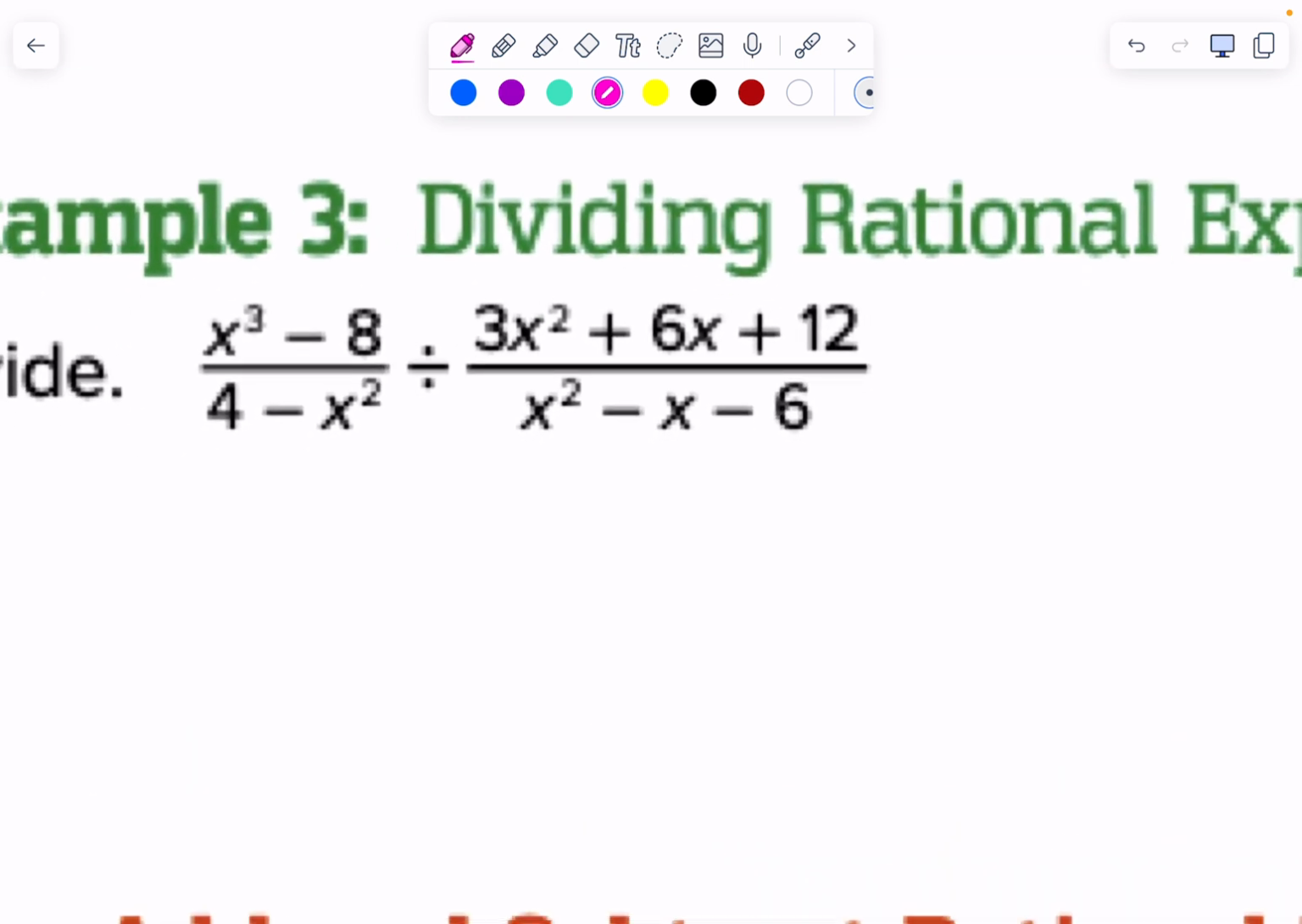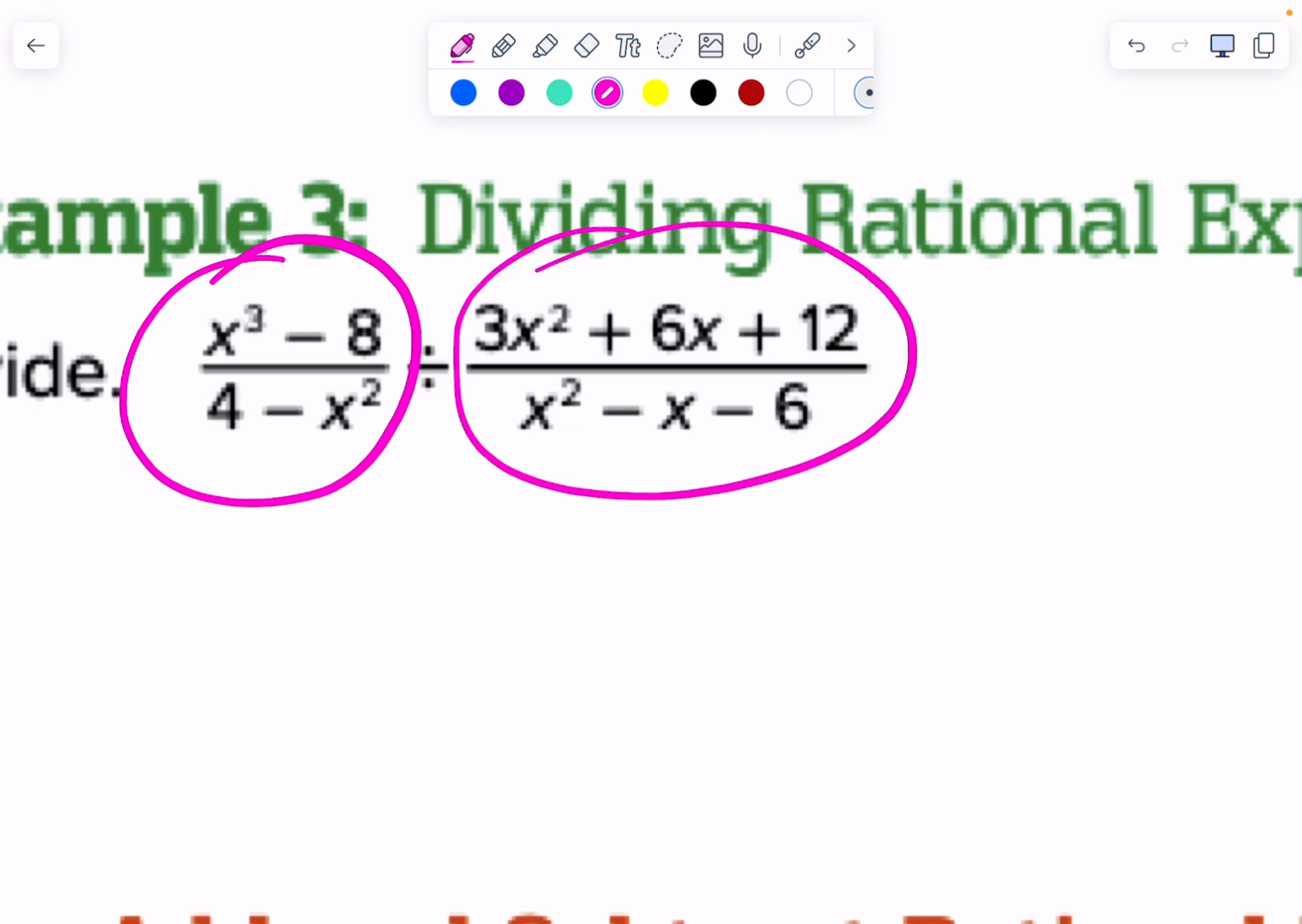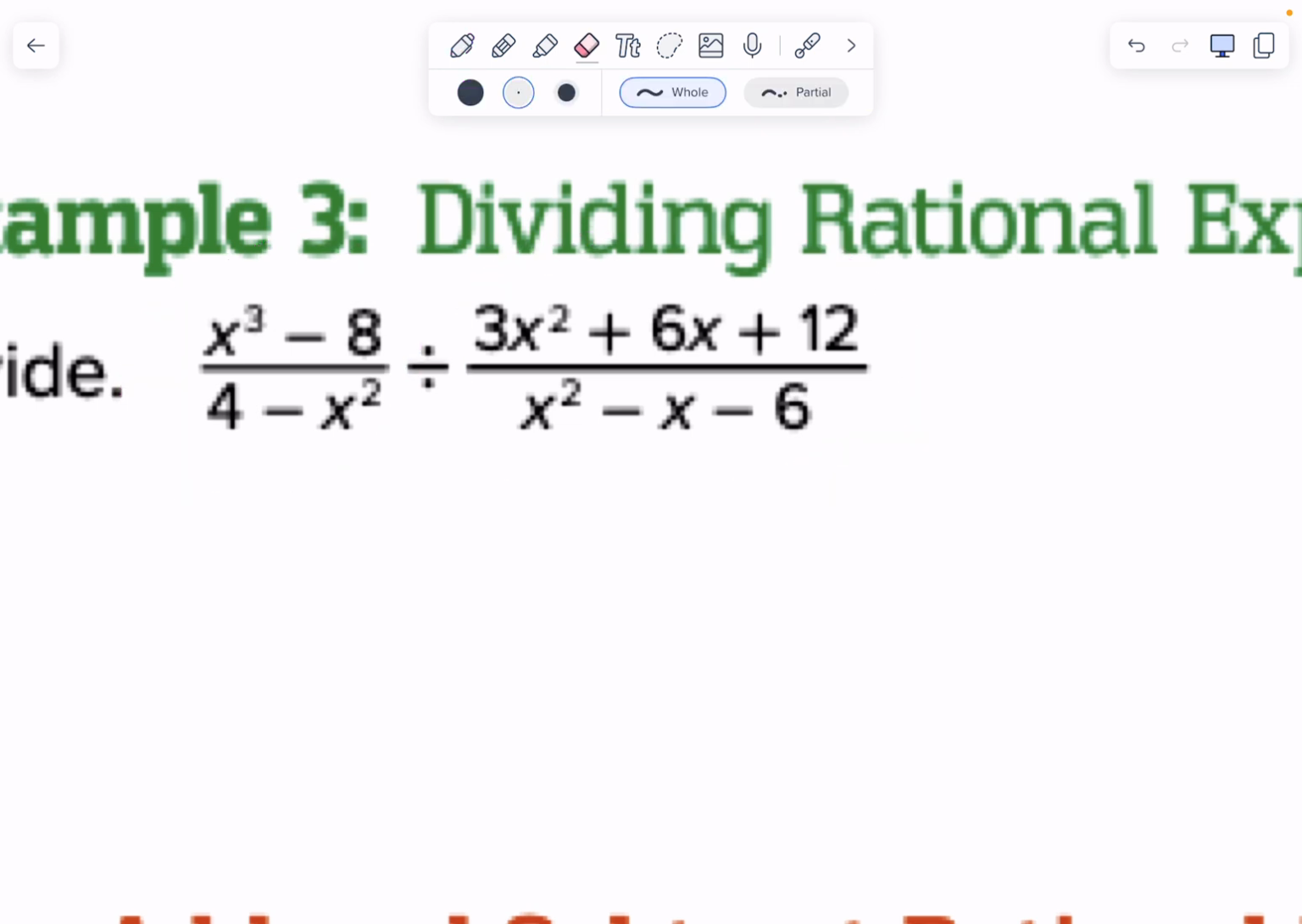Here, they say divide. I have this rational expression divided by this rational expression. And that's kind of gross. We're going to have to break everything down. But also, instead of divide, I'm going to keep, flip. I'm going to multiply by the reciprocal, right?